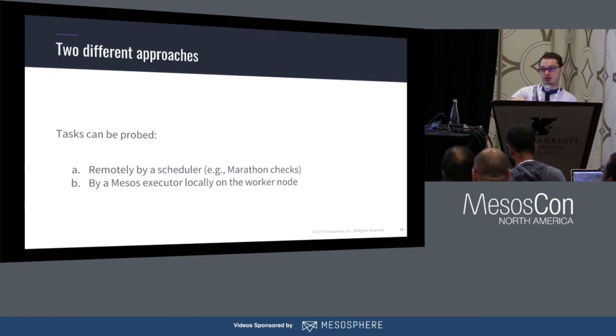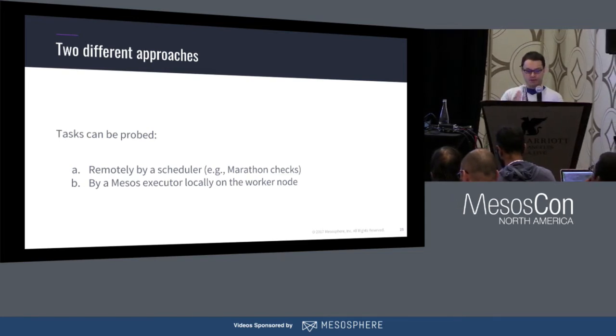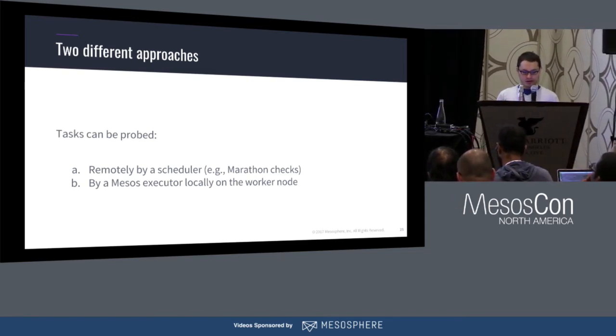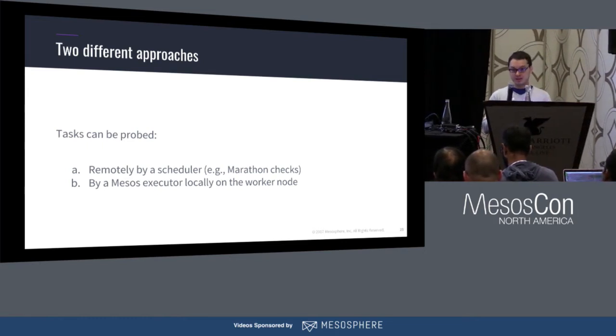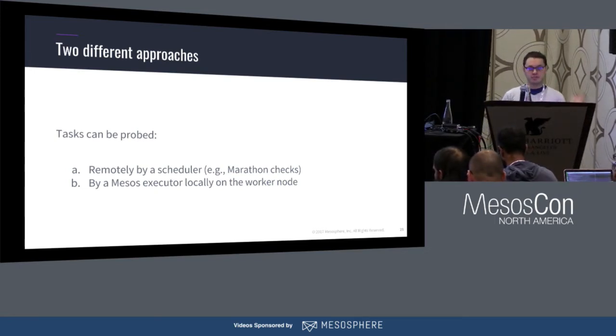So, when you create your application, when you write your app definition, you can choose which approach you want to use. If you want to use, for example, HTTP health checks, then you can use either HTTP as a protocol. That means that Marathon will do the HTTP checks. Or you can use MESOS_HTTP. They work in the same way, but it's Mesos now doing the health checks locally on the agent. And that has implications that we will see in the next slides.